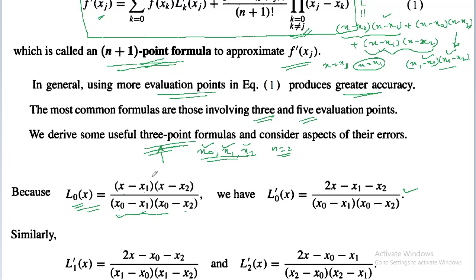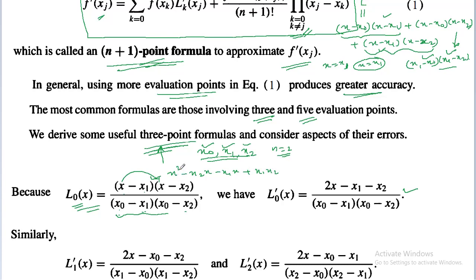So the derivative of this is nothing but 2x minus x1 minus x2, because we have x into x, that is x squared, minus x2 into x, minus x1 into x, plus x1 x2. This will be the numerator.